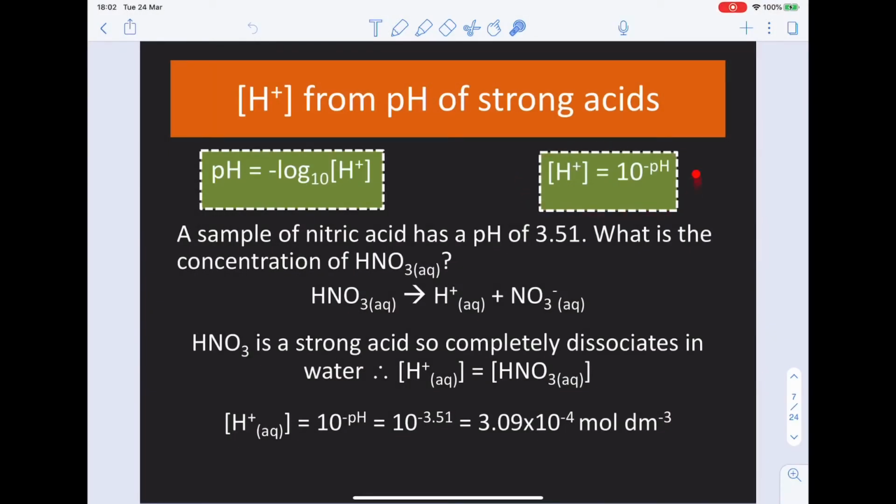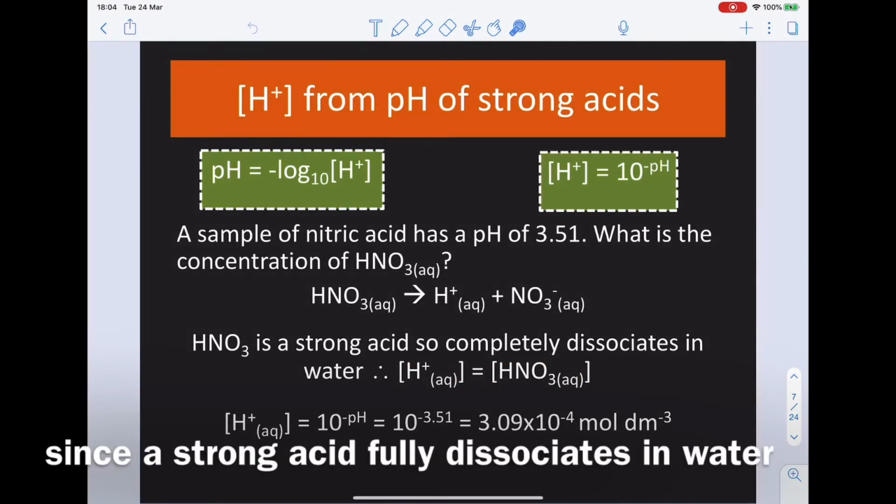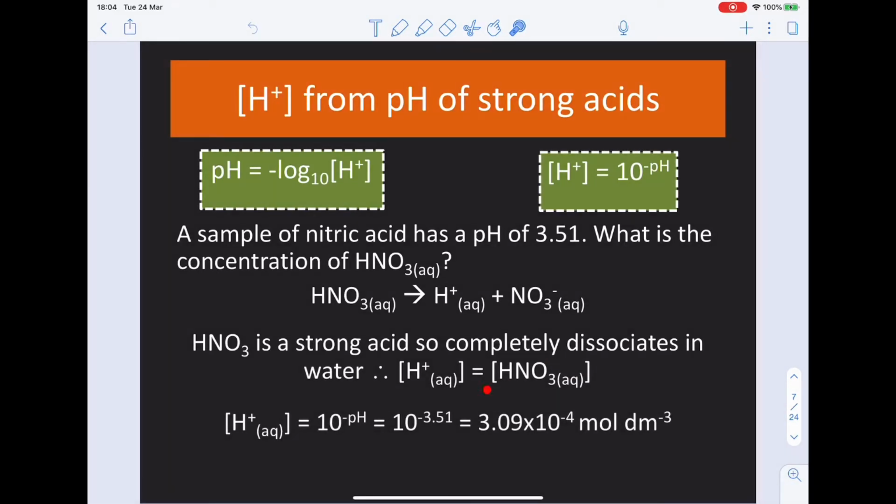So here's our equation to work out H plus concentration if we know the pH, which is 10 to the power of minus pH. So here's an example of a question where we got the value of pH of a strong monobasic acid, which fully ionizes. So we can work out the concentration of the acid if we know the pH of the acid by using the pH and converting it to the concentration of H plus ions. And since in the strong acid, the concentration of H plus ions will be the same as the original acid, then we can work out the concentration of the acid.